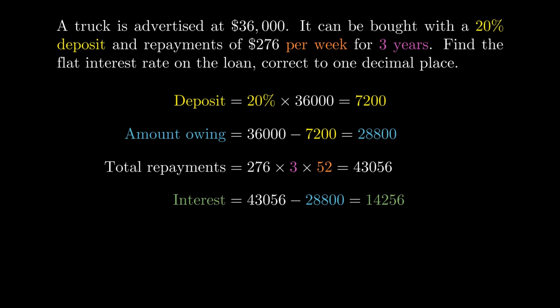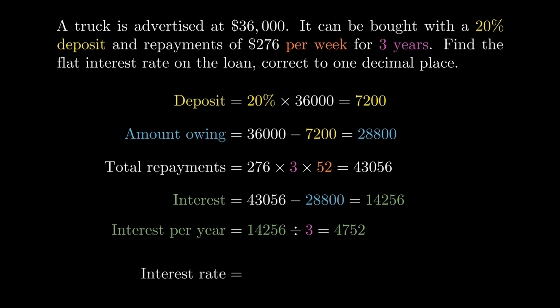Well, an interest rate is most often a percentage per year. So first we need to see how much interest is being paid per year. Because our $14,256 over here is being paid off over 3 years. So what we need to do is divide that by 3 to find we're being charged $4,752 interest each year.